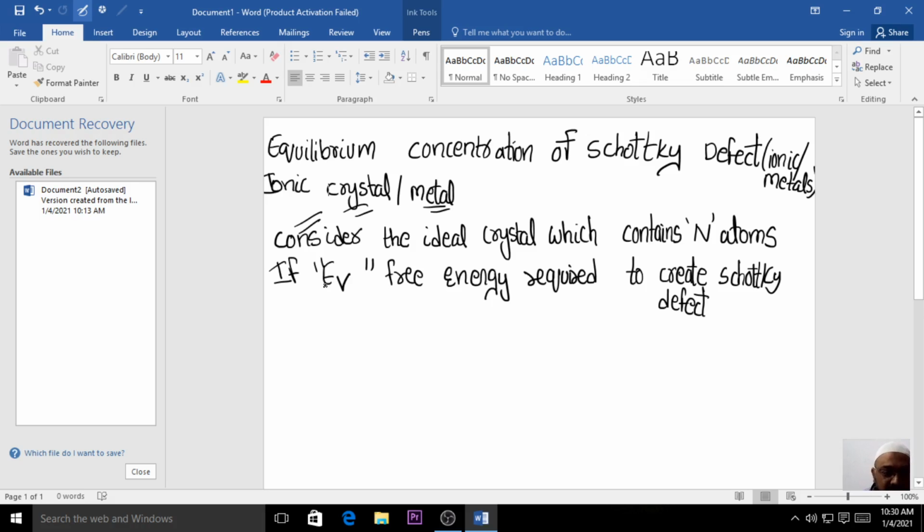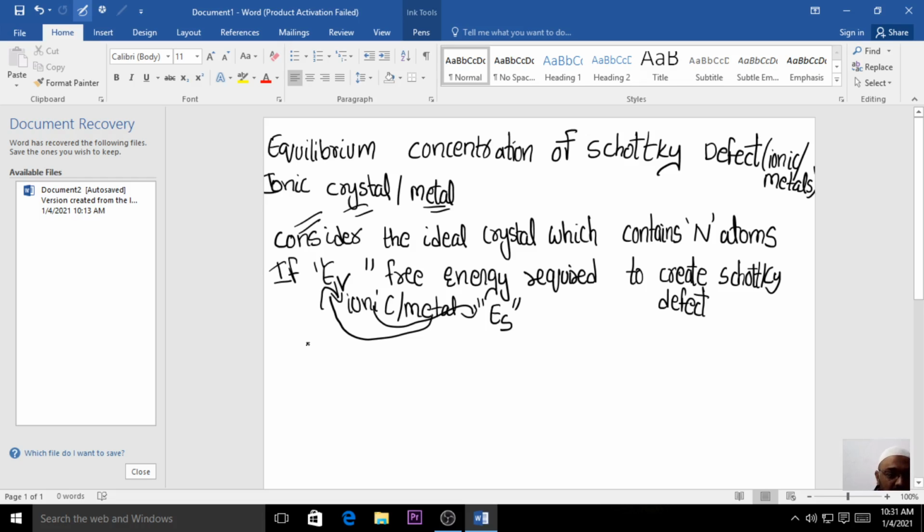Now, this is the case for metal, and for an ionic crystal you will have differences. What is the difference? Whatever E_V we have considered is for metal, and for ionic I will simply write it as E_S. That is the only difference you will find. This is only for comparing the different types of substances coming into consideration.